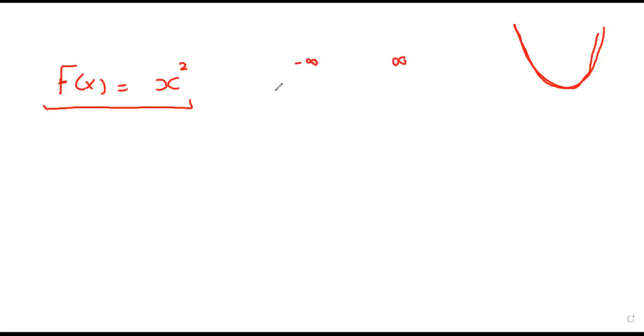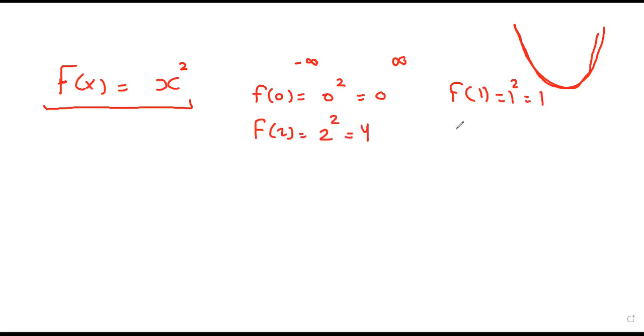We can get, for instance, f of 0, it's 0 squared equals 0. We can find any positive value like f of 1 equals 1 squared, which is 1. We can find f of 2, it's 2 squared equals 4. We can find f of any positive value. There is no problem in finding any positive value.